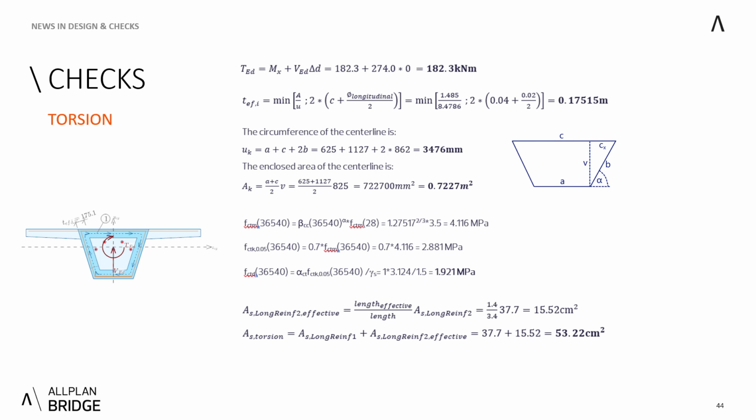And how do we know what is the effective thickness around this? It's told to us by the standard that it is the minimum value of the area of the section divided by the circumference of the section, or 2 times the distance from the closest fiber up to the center of the longitudinal reinforcement, in our case resulting in 0.175 meters, which you can also see written here in our results.